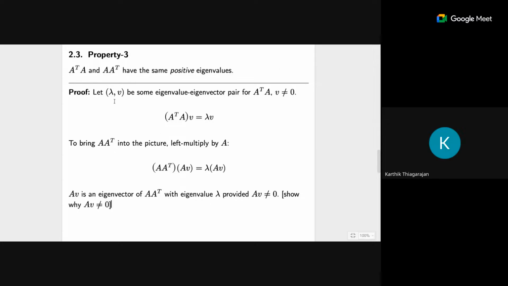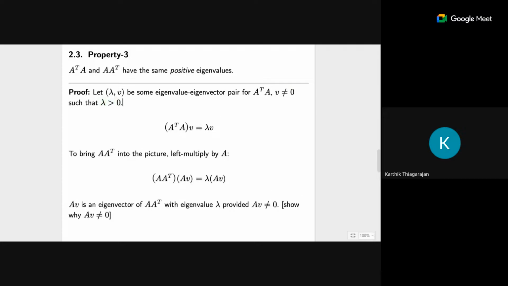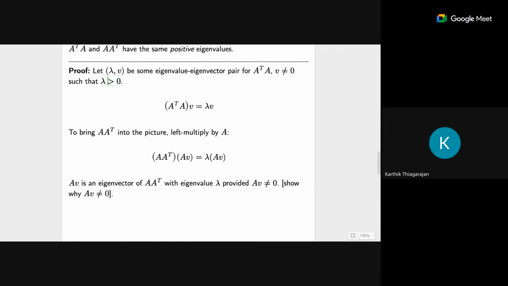There is one more line right here: such that lambda is greater than 0. We have to start with this. This lambda greater than 0 is required if you want to show that A v is not equal to 0. That's where the catch is. So what we have now shown is, if lambda is an eigenvalue of A transpose A, then lambda is also an eigenvalue of A A transpose as long as lambda is positive.